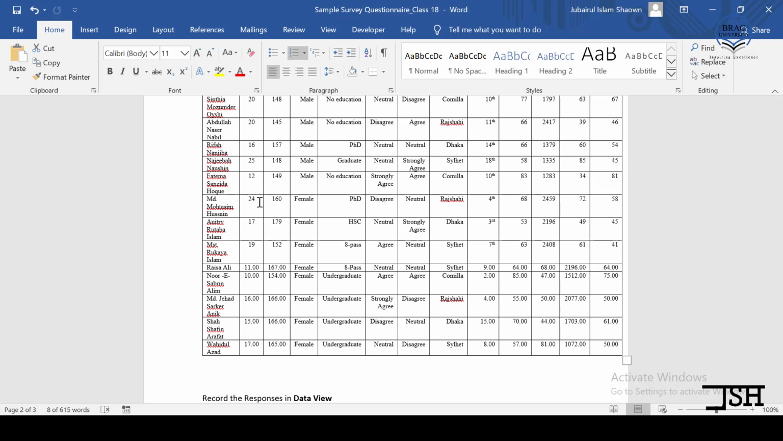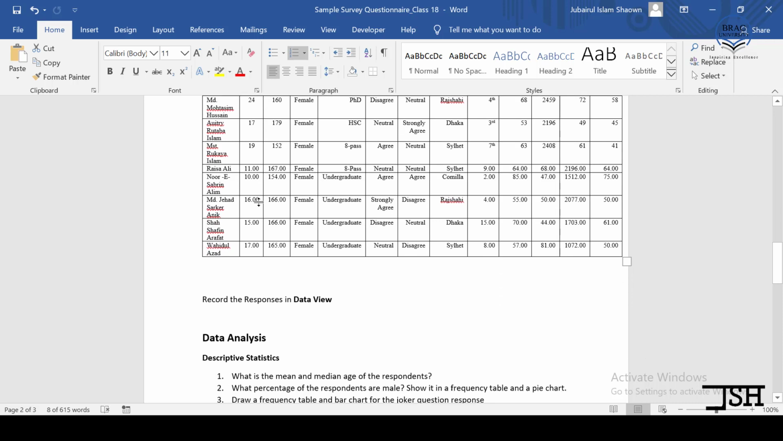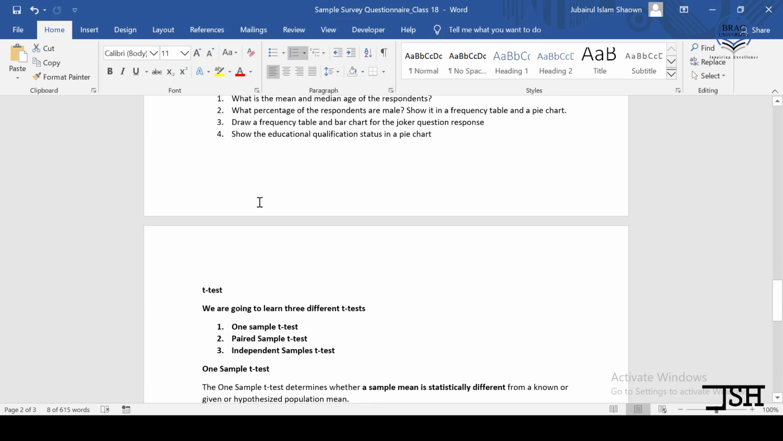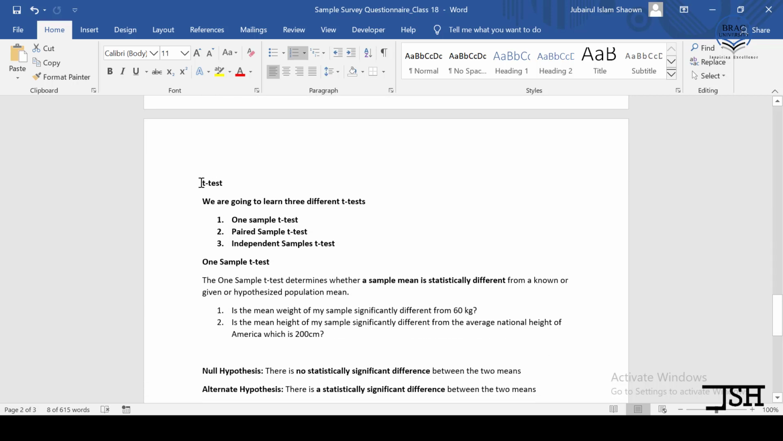Now that we know the changes that I have made, let's move on to today's discussion topic. So today we are going to discuss t-test. Just to tell you, there are 3 different kinds of t-test: one sample t-test, paired sample t-test, and finally independent samples t-test. I'm going to explain each of these tests one by one in this class. Don't worry about it. So let's first start with the one sample t-test.